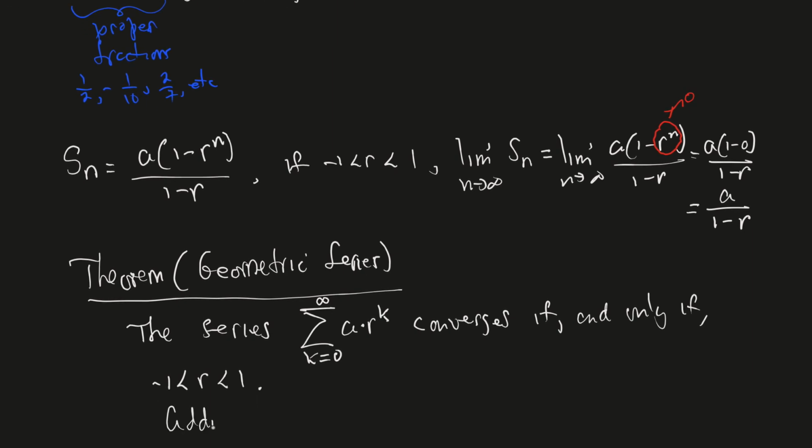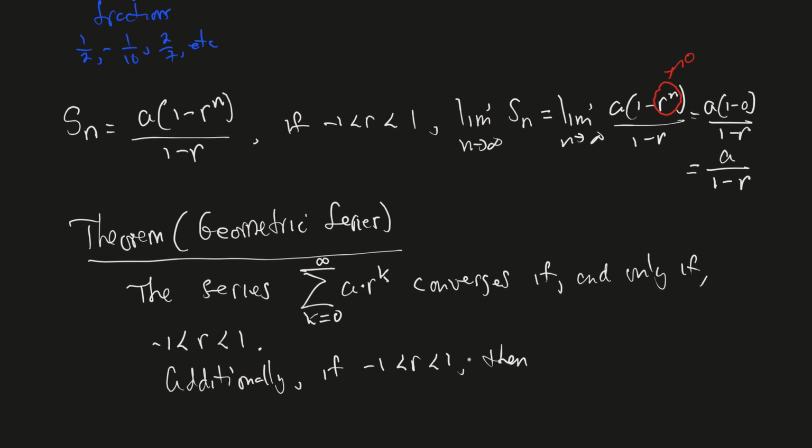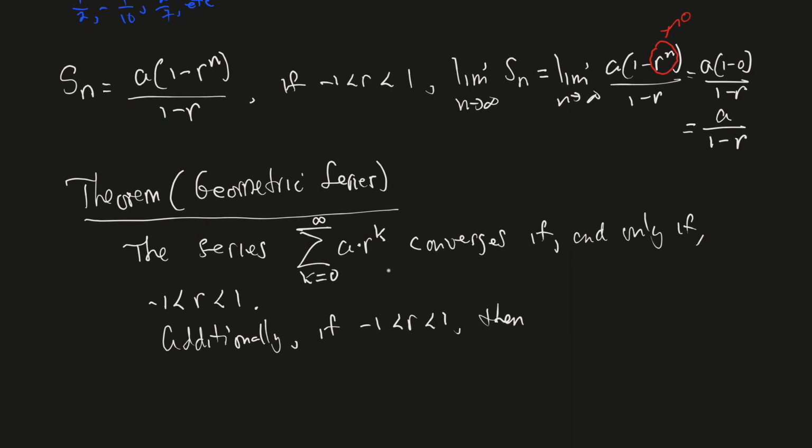Additionally, not only is this an easy thing to check, additionally, if this is satisfied, then we know what it converges to. So we know the actual sum of this geometric series. So that series converges to a over 1 minus r. Very simple check, very simple formula.